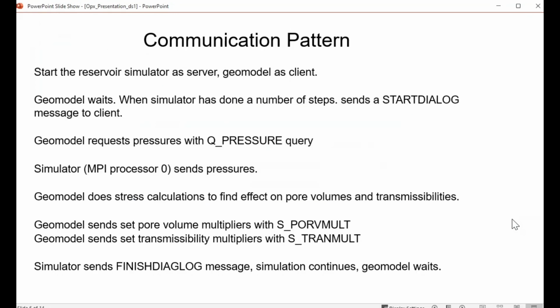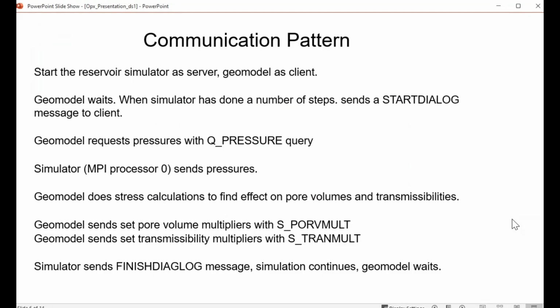So that's a bit abstract. So here's what happens in a case I'm going to look at in a minute. We start the reservoir simulator as a server. We then start the geomodel as a client. The geomodel goes into a waiting mode. The simulation takes a number of steps.